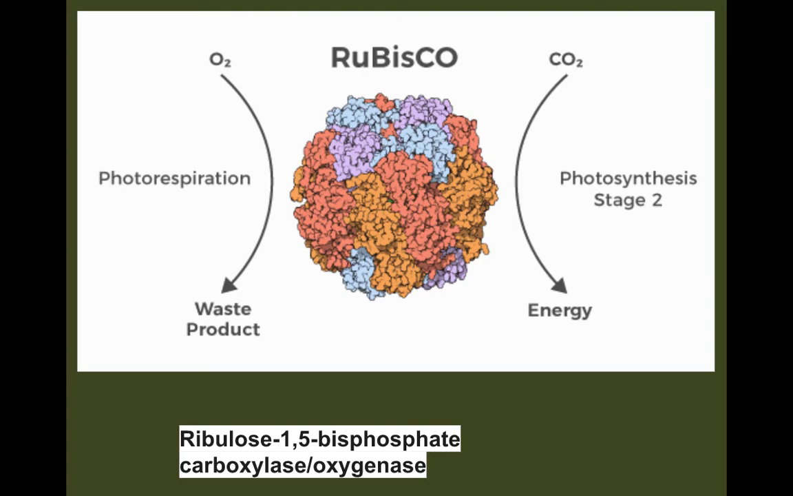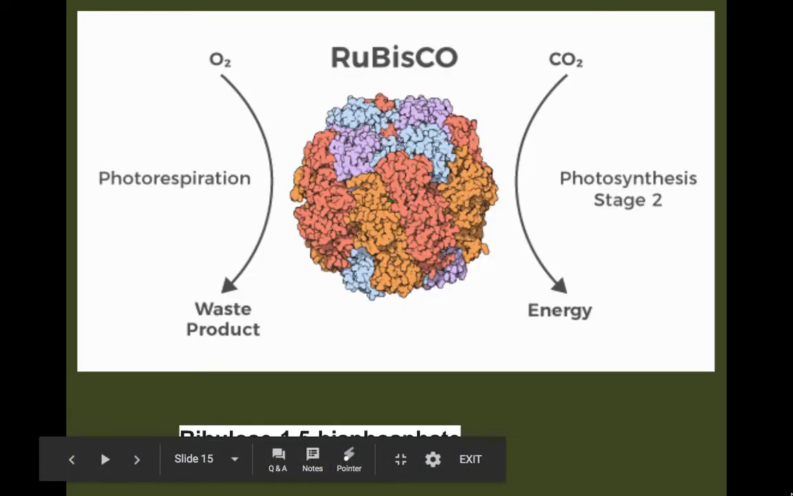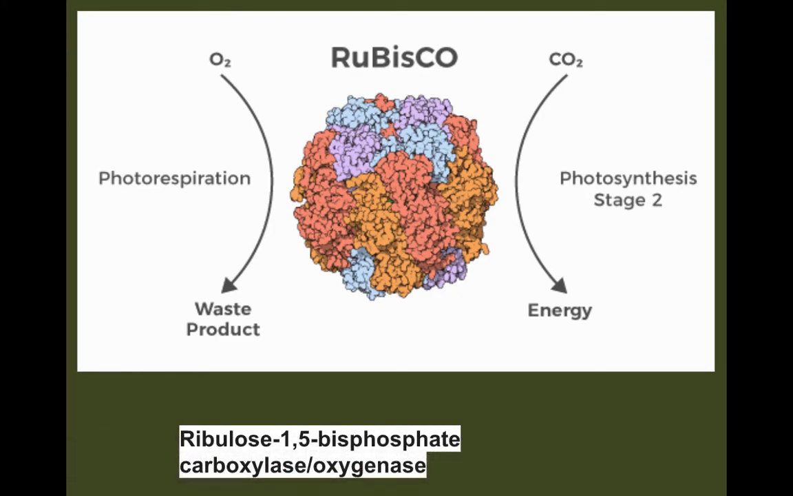You can see here from this picture that when the enzyme binds with carbon dioxide, it goes through photosynthesis and creates energy, which is awesome. The plant wants to do that. It wants to make energy.